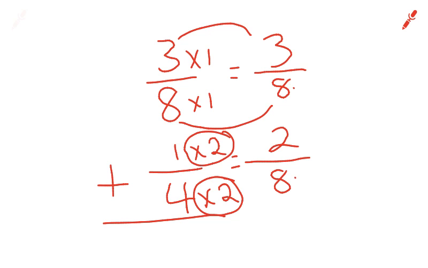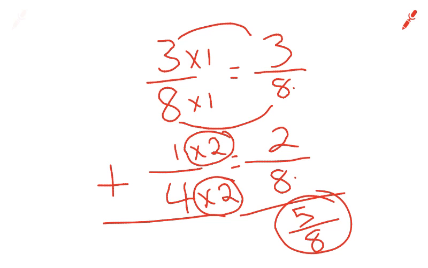Now we have common denominators of 8s, and we can add these. 3 plus 2 is 5 over 8. Our answer is 5 over 8. It cannot be reduced, so that is completed.